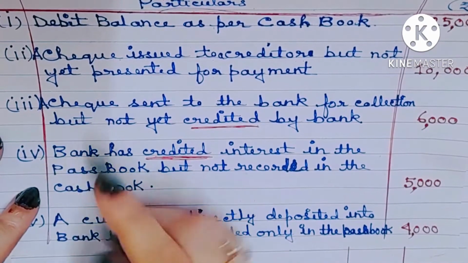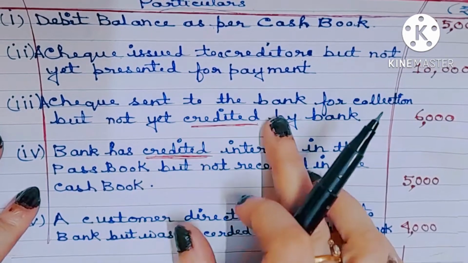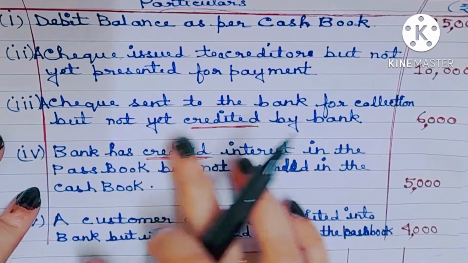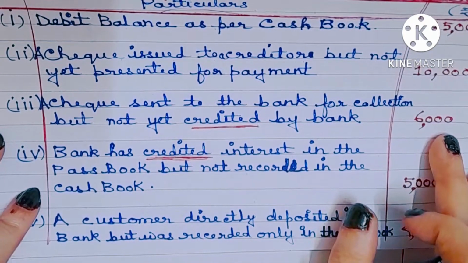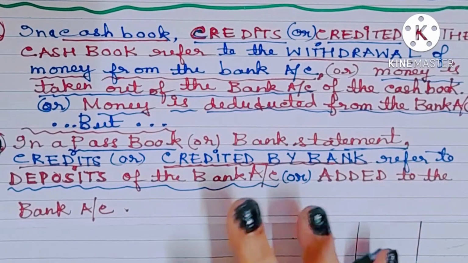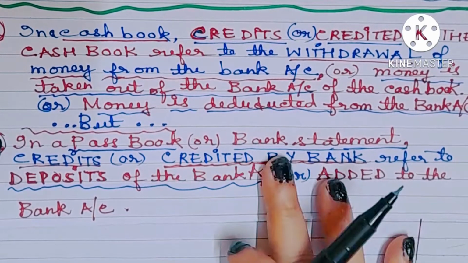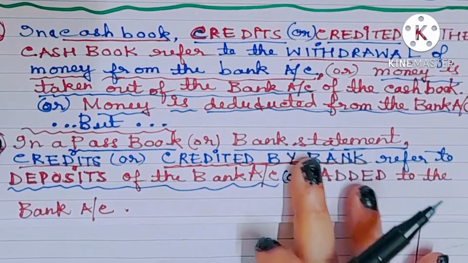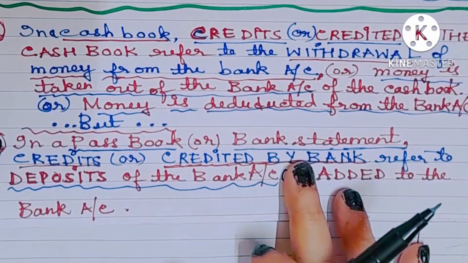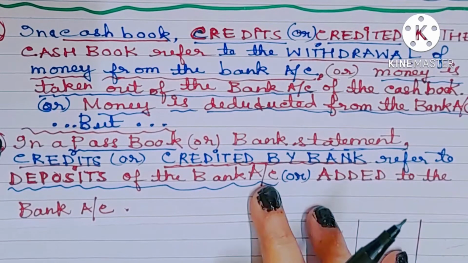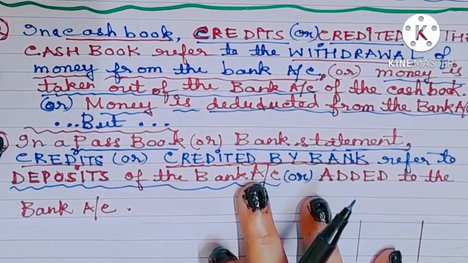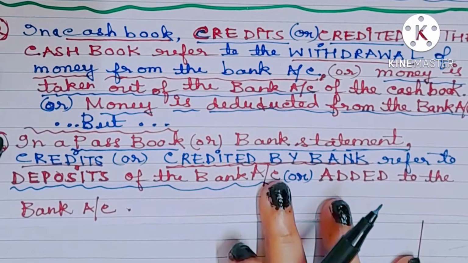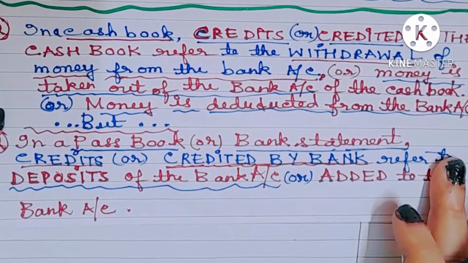Now let's see the next transaction. See, number 3. A check sent to the bank for collection but not yet credited by bank, rupees 6,000. Okay. What do you mean by credited? Credited in a passbook or bank statement means, please remember, credited by bank means deposits of the bank account or added to the bank account. You will get this chart also in that video. That means passbook balance will be increased. So let's go through the transaction again.